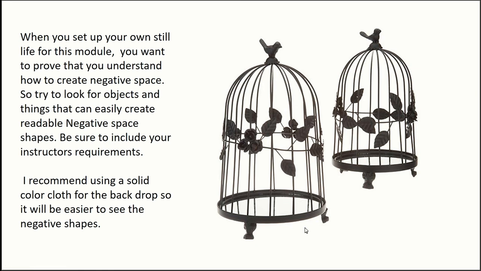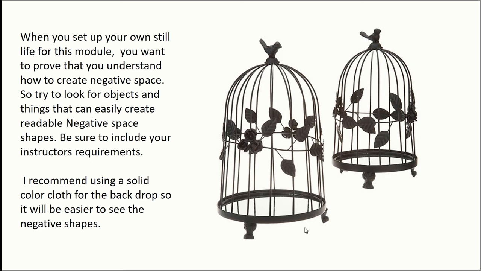Now you're going to be expected to set up your own still life for this module to do one of your major projects. So you're going to want to prove in your still life that you understand how to create a still life that has negative space. So you want to try to look for objects and things that can easily create readable negative space shapes. Be sure to include any of your instructor's requirements. I always recommend also using a solid colored cloth for a backdrop, so it's easier to see the negative space shapes.